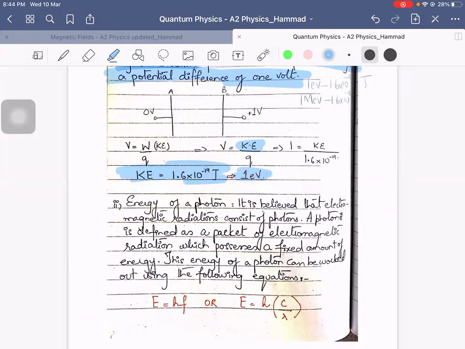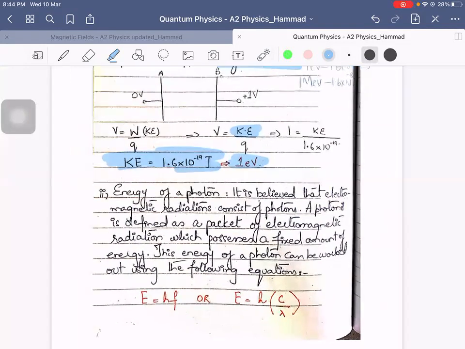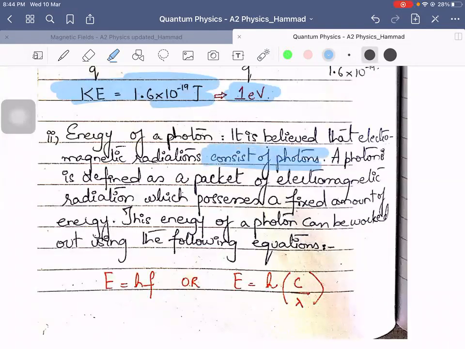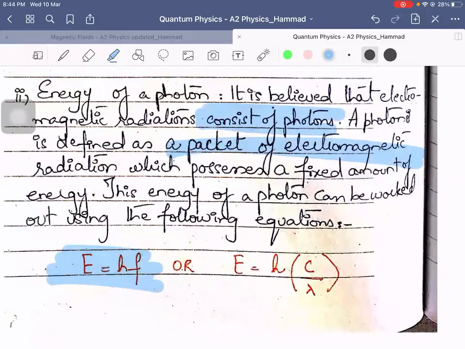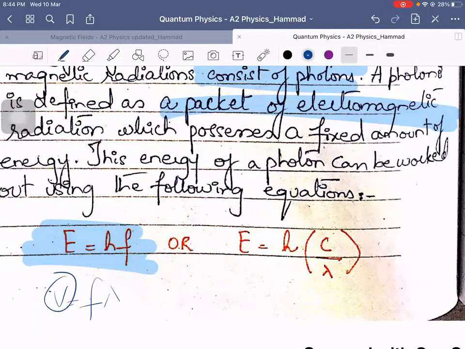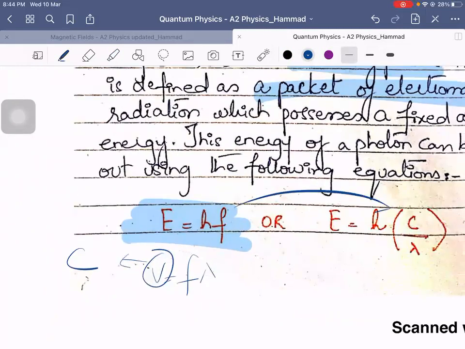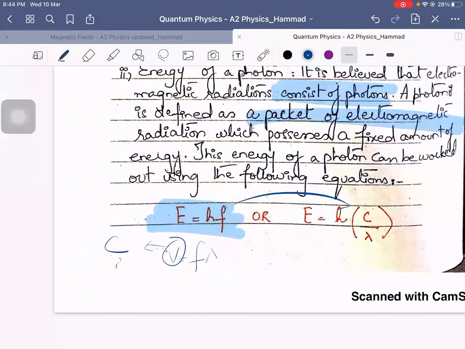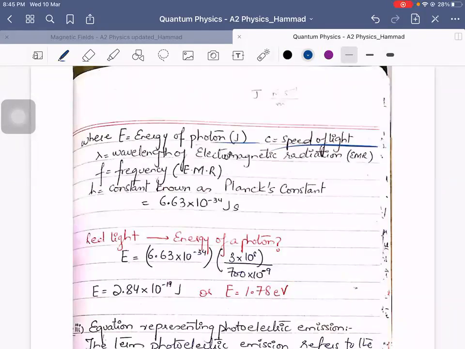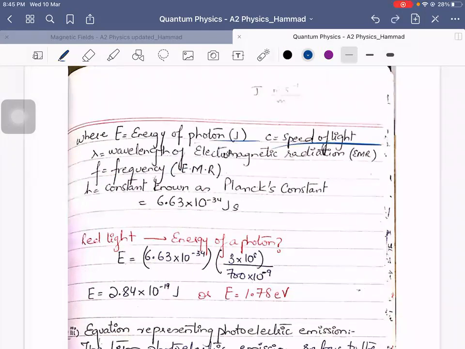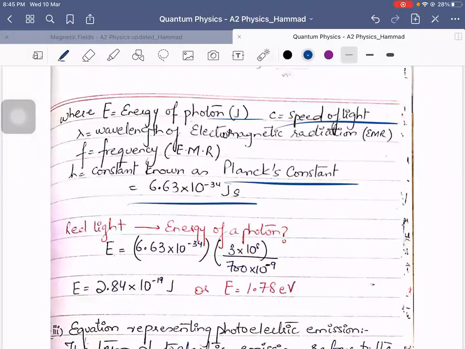There's a particle called the photon, which can be assumed to be a packet of energy, or a particle which has energy. It is believed that electromagnetic radiations consist of photons. A photon is defined as a packet of electromagnetic radiation which possesses a fixed amount of energy. This energy of a photon can be worked out using the equation E equals hf, where the speed v equals f lambda. You know for a fact that electromagnetic radiations have a constant speed, which is 3 into 10 to the power of 8 meters per second, and therefore this formula can be written as E equals hc upon lambda, where E is the energy of the photon in joules, c is the speed of light, lambda is the wavelength of the electromagnetic radiation, f is the frequency, and h is the constant known as Planck's constant, which is 6.63 into 10 to the power of minus 34 joule second.